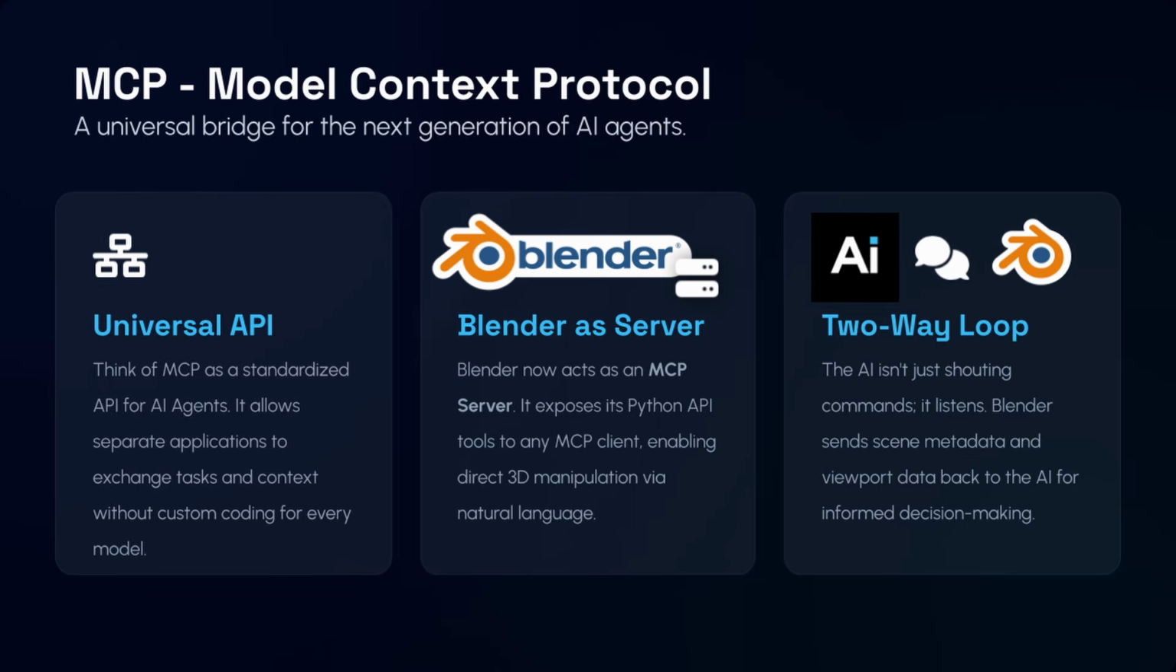First, let's discuss what is MCP and why use it. MCP stands for Model Context Protocol. Think of MCP as a universal API for AI agents. It allows different applications to exchange information and tasks seamlessly using AI models. Since Blender now supports an MCP server, it can communicate with an AI client to automate complex workflows and analyze 3D data in real time.